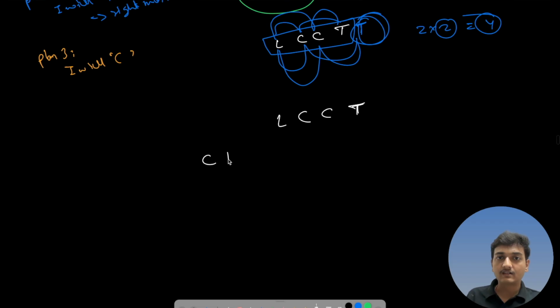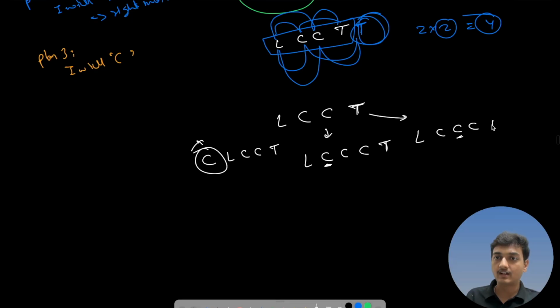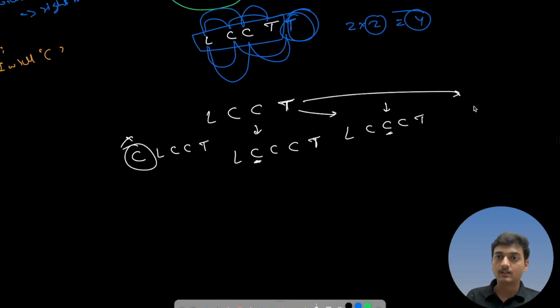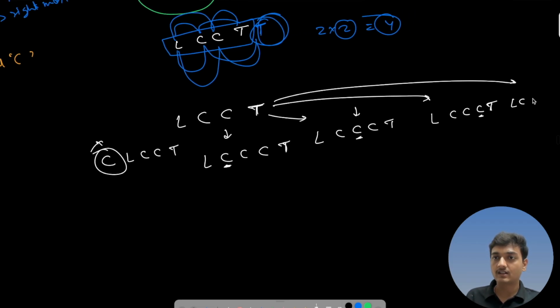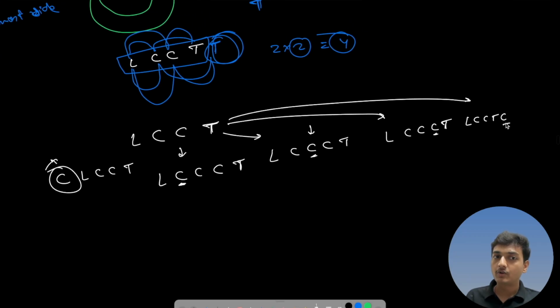If I add C here in the very beginning, will it contribute to my answer? No, it will not. If I add C here, L C C C, this is my added C, and T. Will it contribute to my answer? I think yes, it is contributing somewhat. If I add at a second place, L C C, this one is added, and T. Is it contributing to my answer? Yes, somewhat. Now let me try the next place. Will this one contribute? Yes. And the last place, which is L C C T and C, will it contribute to my answer?